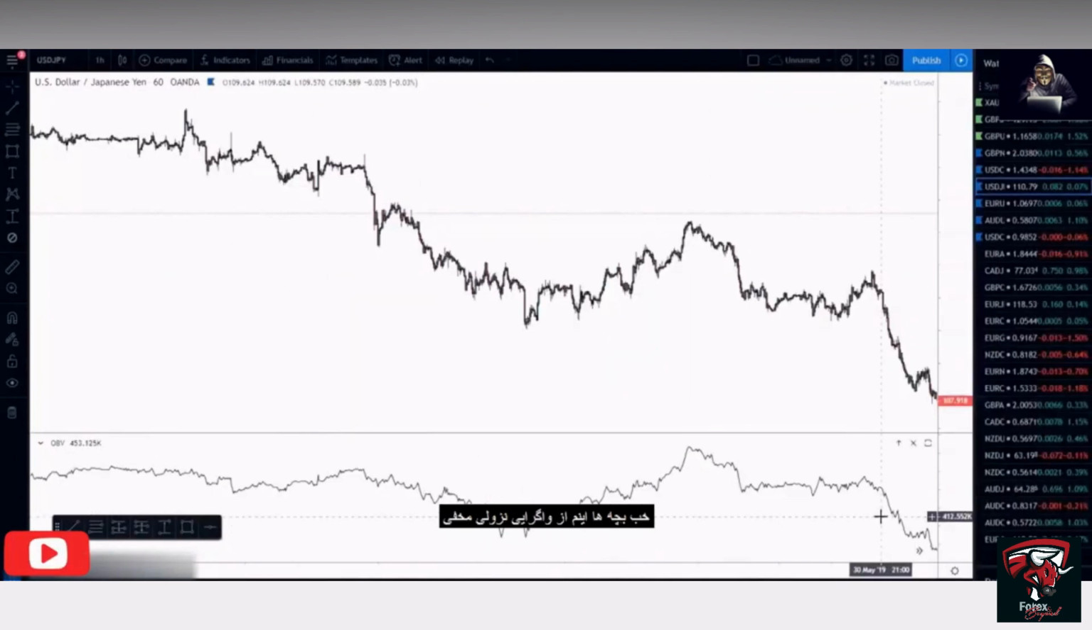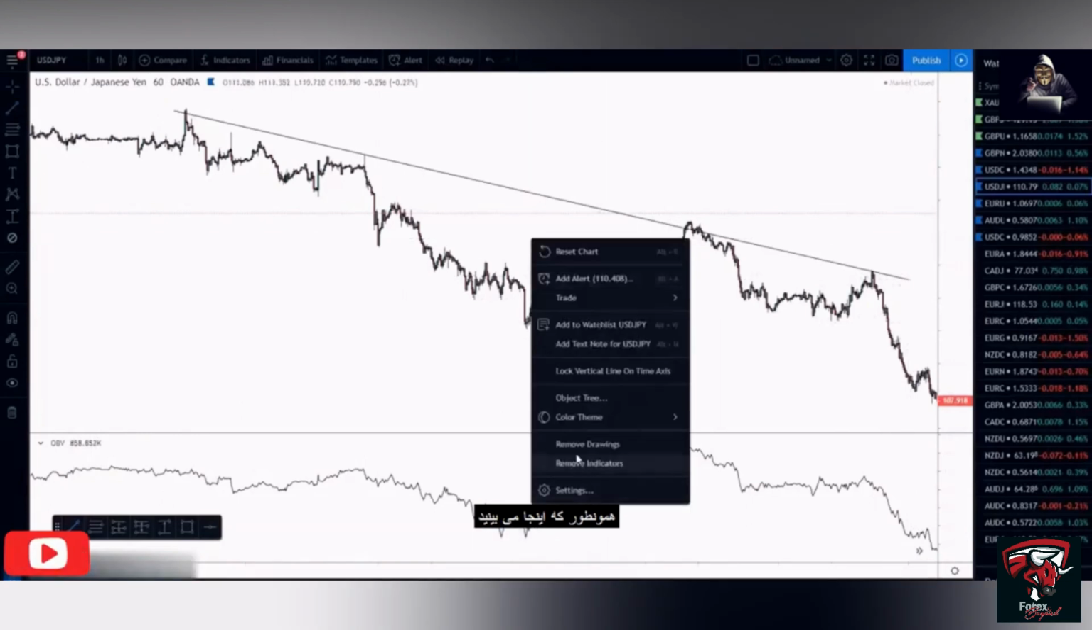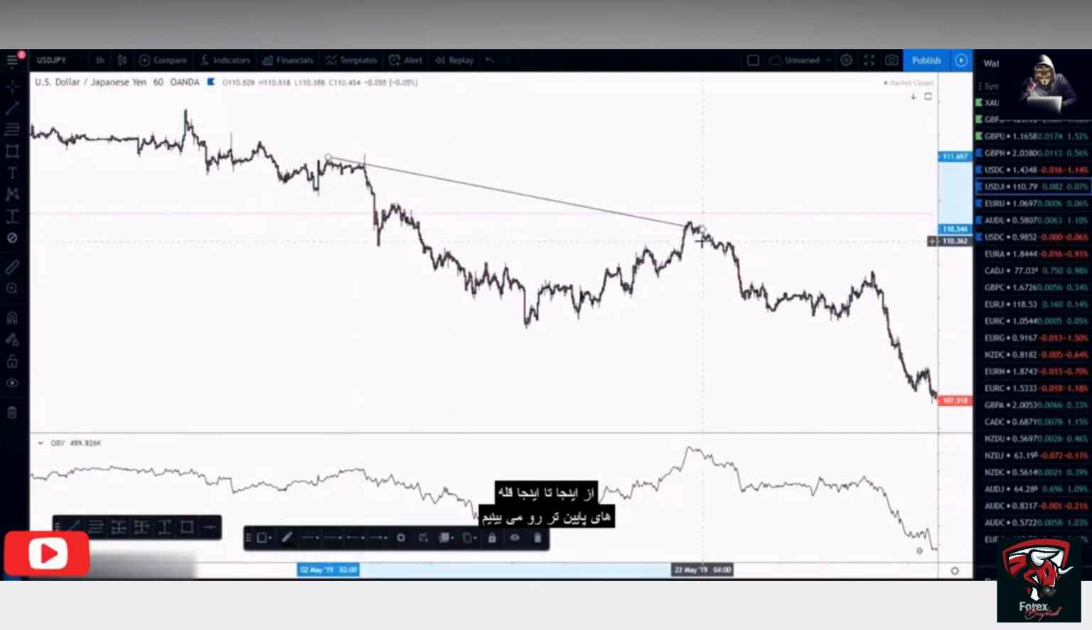Alright guys, so let's look at some hidden bearish divergence. Okay, we see the market is trending to the downside. Okay, from here to here, whatever, the market's trending down. But look at this. OBV is showing lower highs. From this point to this point, we have lower highs being made. But look at the OBV.